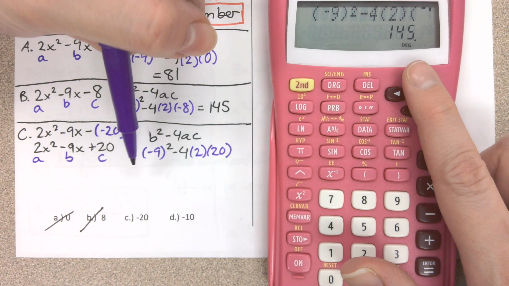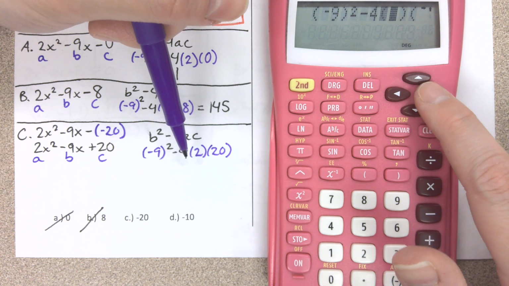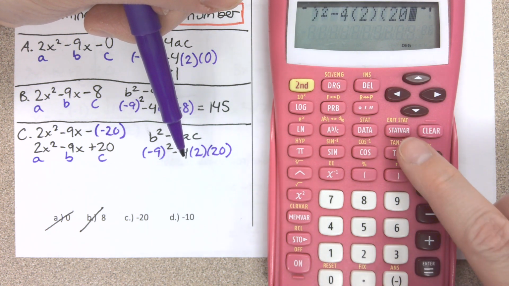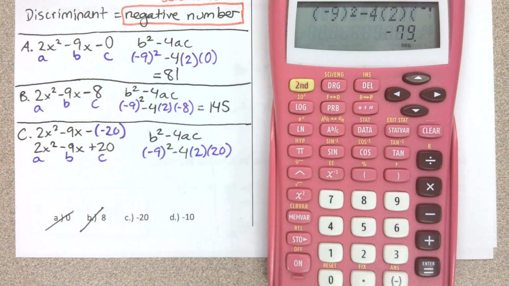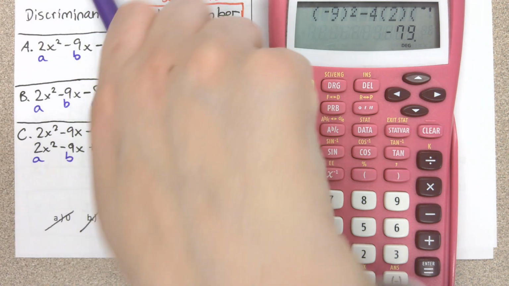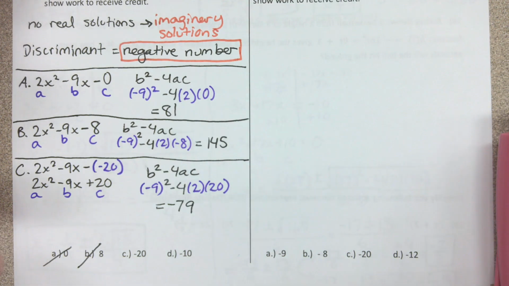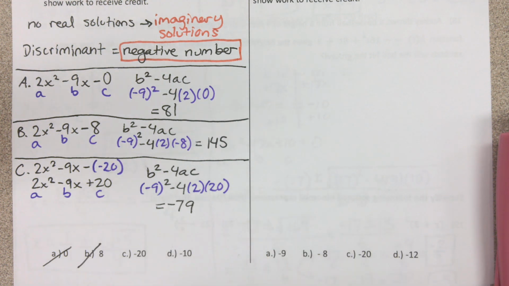Again, it's the same. Negative 9 squared minus 4 times 2 times, we just got to change this to 20. And now it matches. And that gave me negative 79. And that gave me a negative number. This is what I wanted. So C, negative 20, is the correct answer.